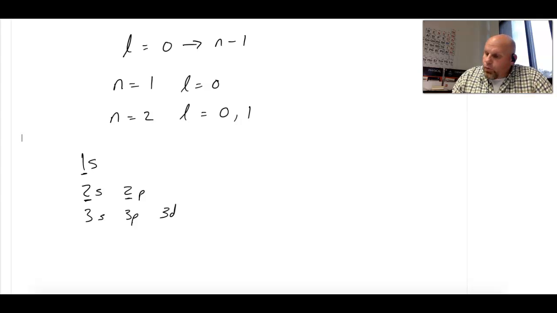And when n equals 3, I have three possible L values, 0 up to n minus 1. So 3 minus 1 is 2. So that means I have three possible values. I have L equals 0, 1, and 2. You may also then get to see here what's happening, and those values, when I say L equals 0, we're going to represent that with the S notation. L equals 1, that's going to be our P. L equals 2, that's going to be our D.